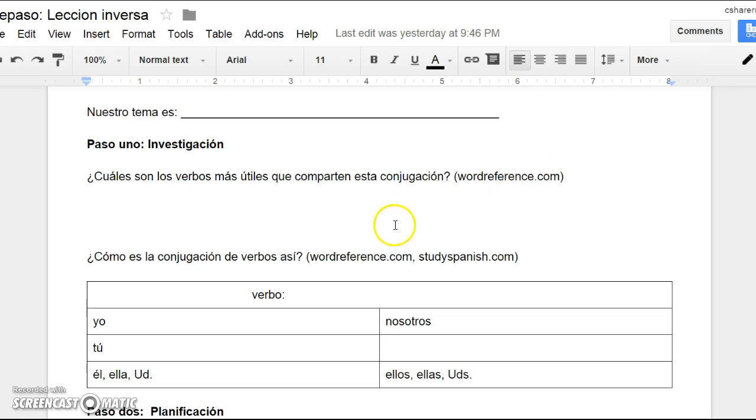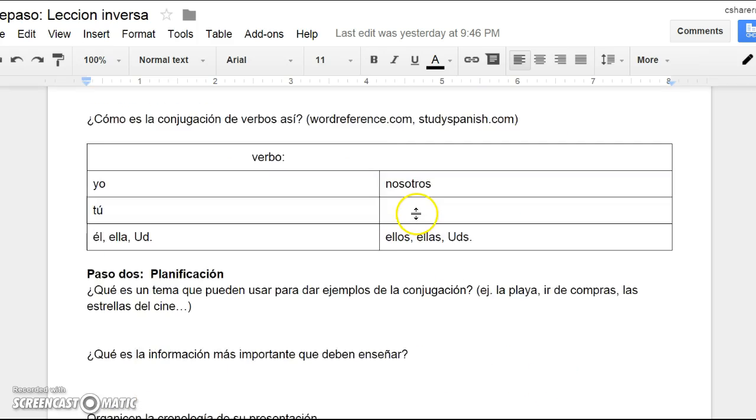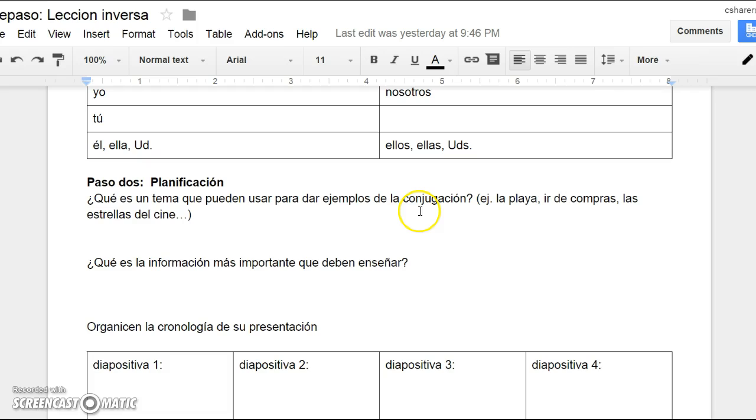And then I will put down the conjugation here. So it's just present tense. And I know that espío, espías, espía, espiamos, espían is the pattern. So I'll have that information. And now I'm ready to start planning.